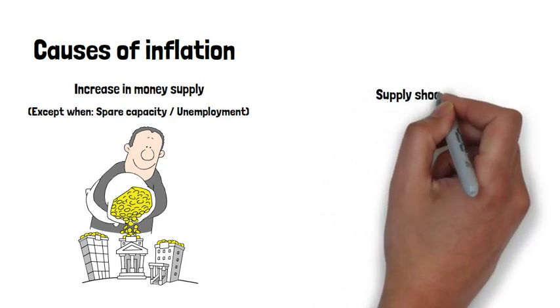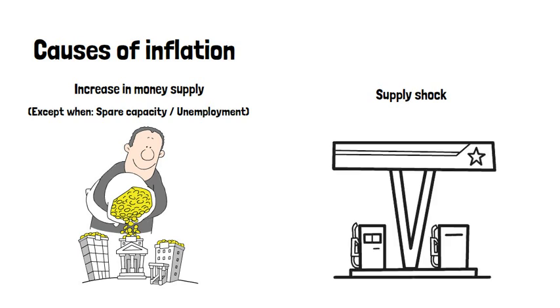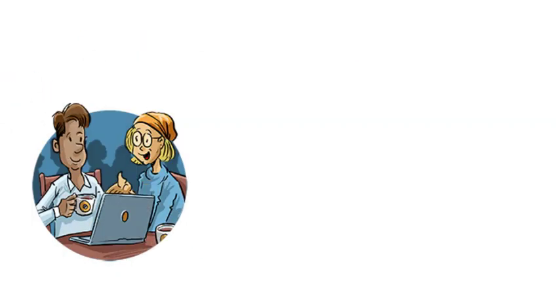Another cause of inflation is a supply shock. For example, when oil prices rose quickly in 1973, everything became more expensive, since so many products and services use oil as an input. That concludes the Intro to Inflation.